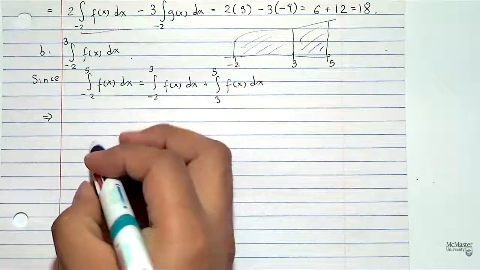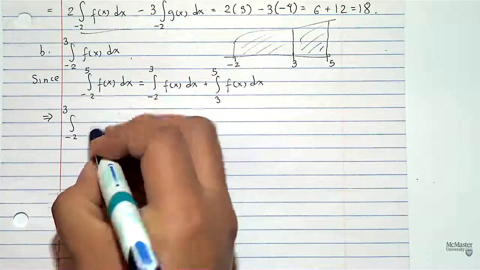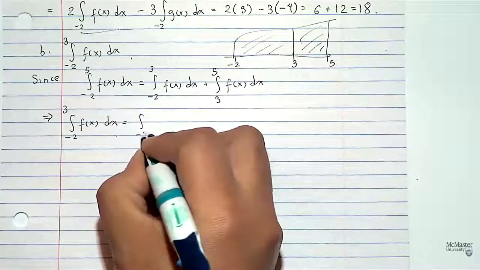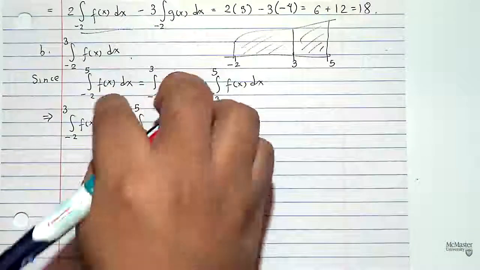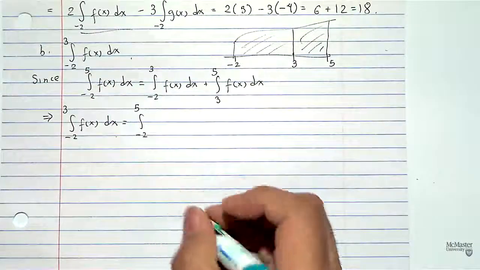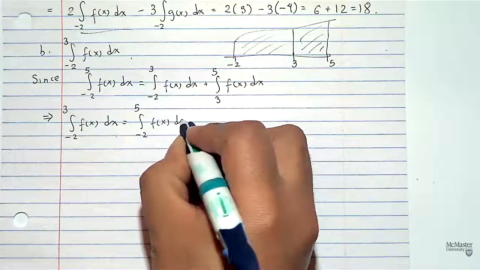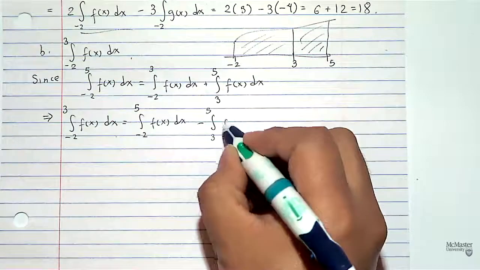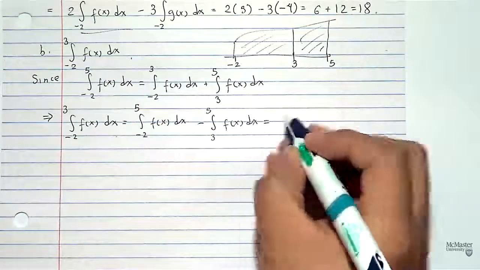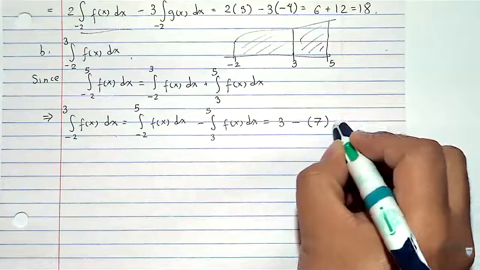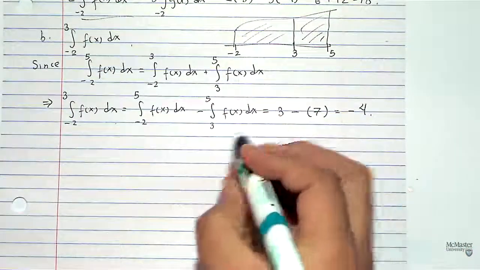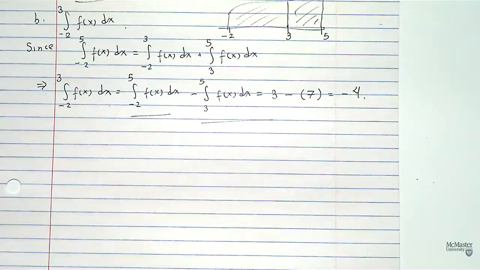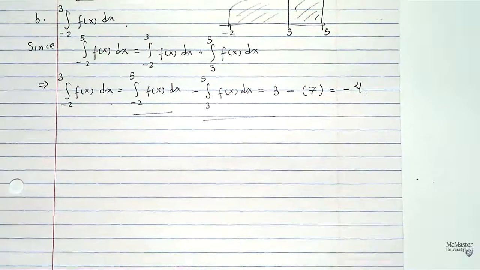So in that case, what you have is that the integral from minus 2 to 3 of f of x dx, so basically you pass to the other side, the integral from minus 2 to 5, so the computation, pass this one over here, f of x dx minus the integral from 3 to 5, f of x dx is equal to 3 minus 7, and you have minus 4. Okay, so we have a knowledge of these two, and we just did the computation. So this might become useful at some point.